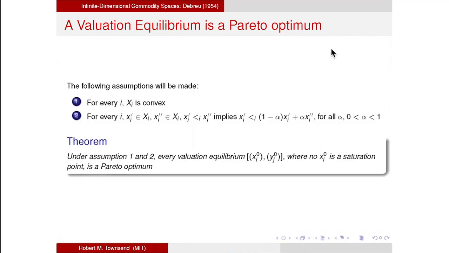The second welfare theorem: a Pareto optimum can be achieved as a valuation equilibrium. What we need is convexity of the consumption sets and a little bit more about convexity of preferences. We did not need this previously. When we had finite dimensional Euclidean spaces, I made a big deal of saying all we needed was local non-satiation. We need no satiation here. We also need a little bit more about convexity of consumption sets and preferences. So you're trying for something bigger, something that works for a very, very large number of economic environments. You need to assume a little bit more.